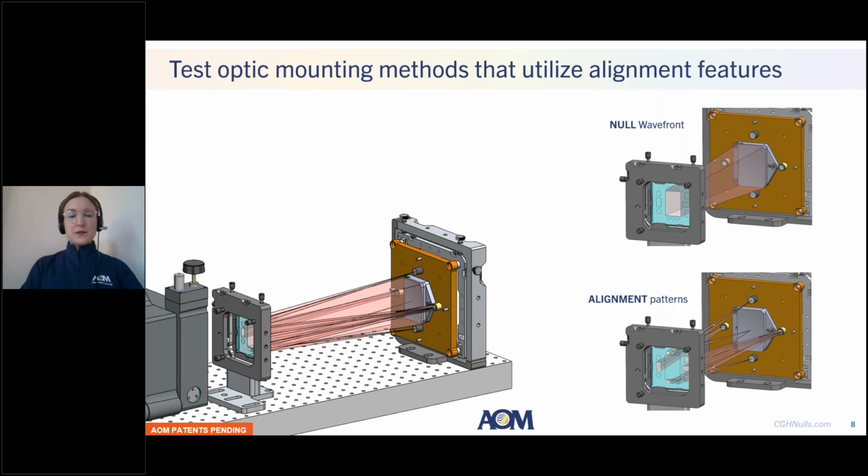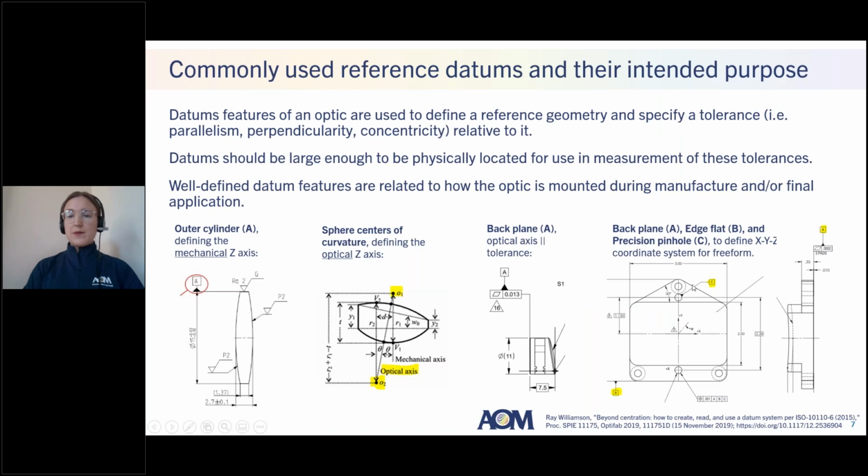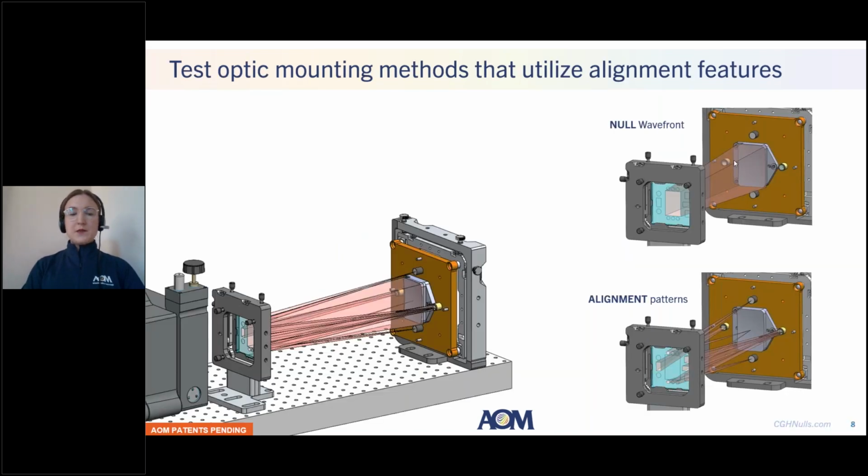So going back to the freeform optic example, what we have here is what's called a metrology platform, which has precision pinholes that are bored into it. And in the case of this freeform mirror, we've pressed some pins into these pinholes that relate to the pinhole called out in the drawing. So our test optic is mounted with respect to datum C and datum A.